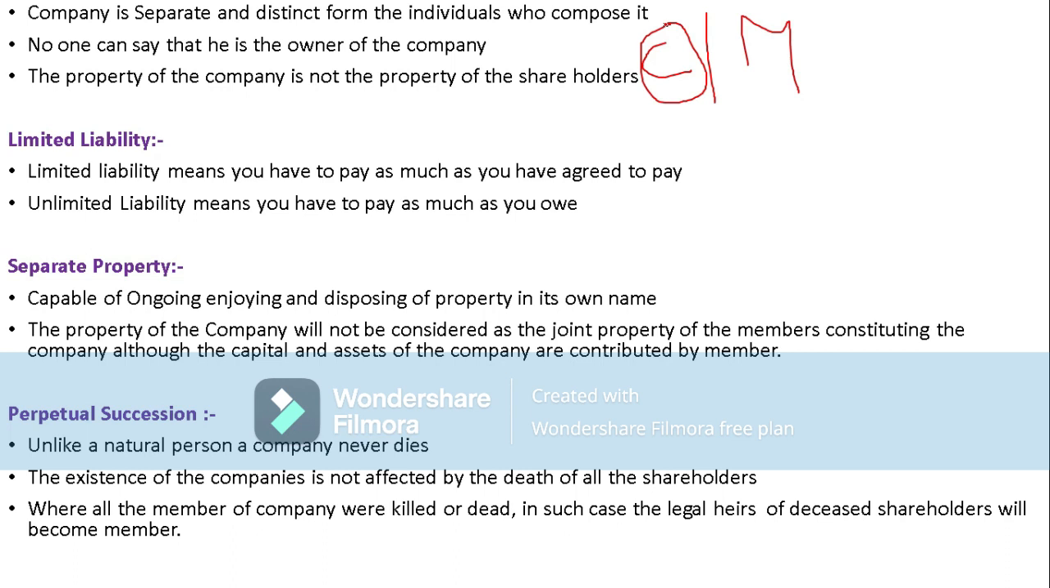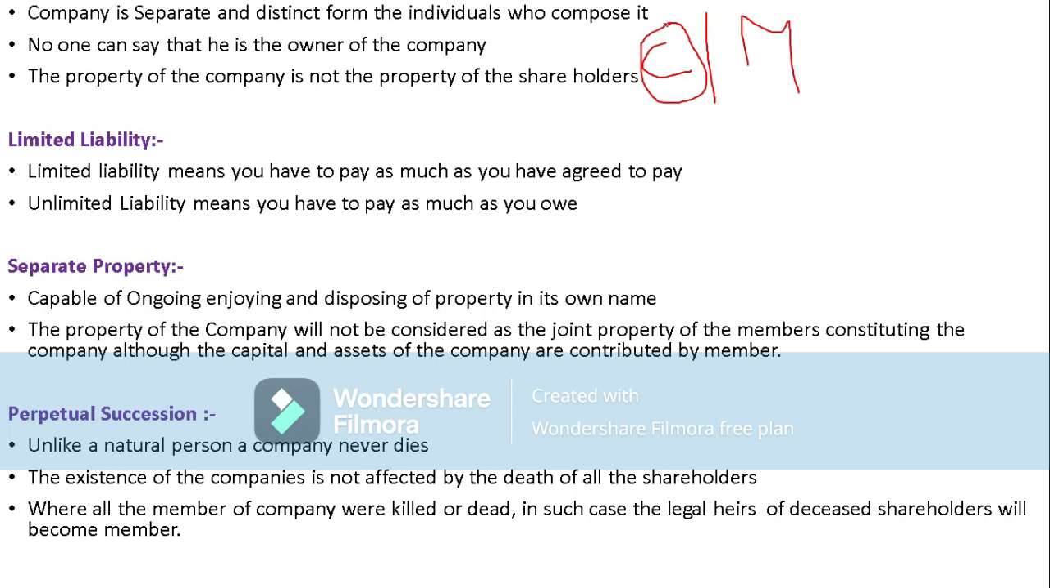So this is the case of Salman versus Salman. Finally the creditors lost their case, and Salman alone won in that case. Therefore, on the basis that a company is a separate legal entity, these creditors lost their money.